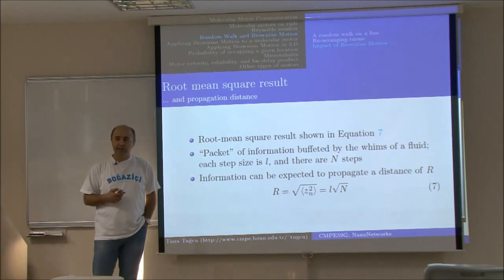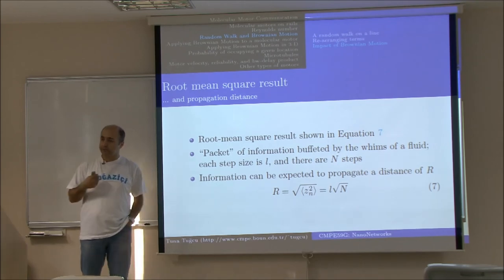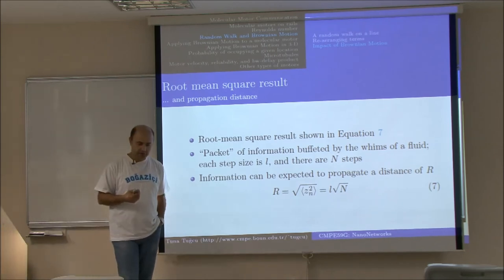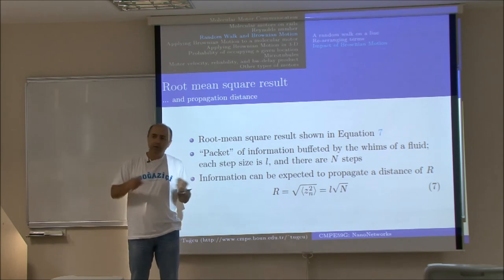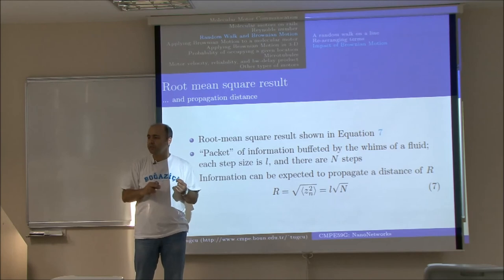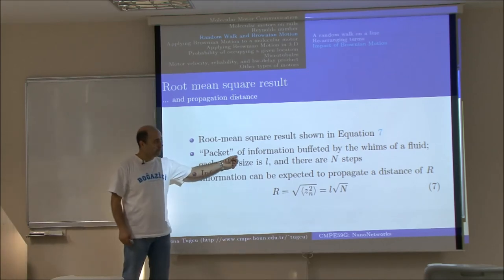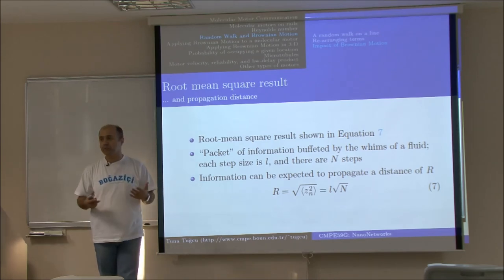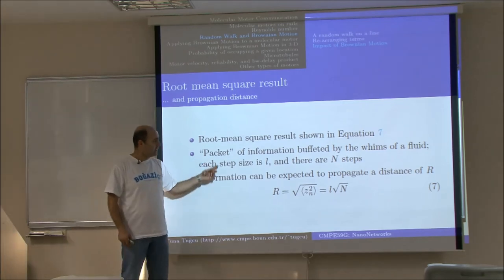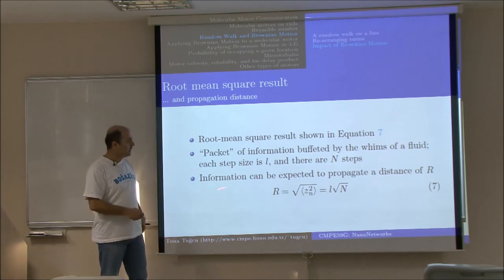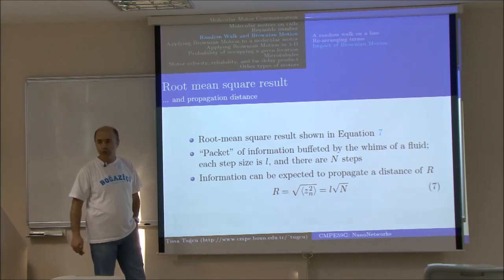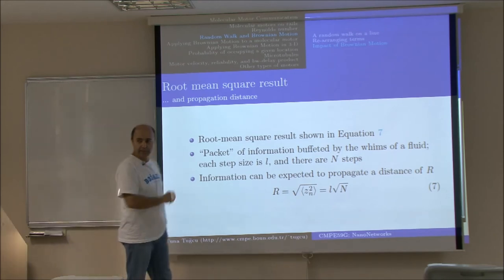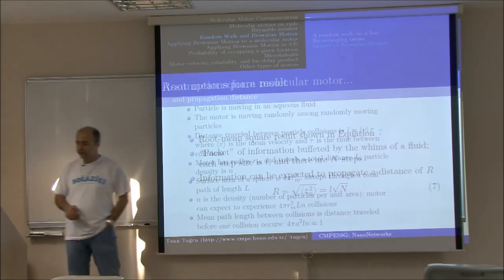Now, what I'm trying to do is send messenger molecules with Brownian motion. So I'm not taking steps in an intentional manner, but I'm just throwing out the molecule. The molecule is subject to Brownian motion in the environment. But when my molecule arrives, it carries information. That's my point. So this packet of information is now left to the mercy of the molecules in the environment, taking steps of size L n times. So the molecule can be expected to propagate a distance of r, where r is the square root of the expected value of zn square. And when you plug in the value of zn square, you will end up with L times square root of n.